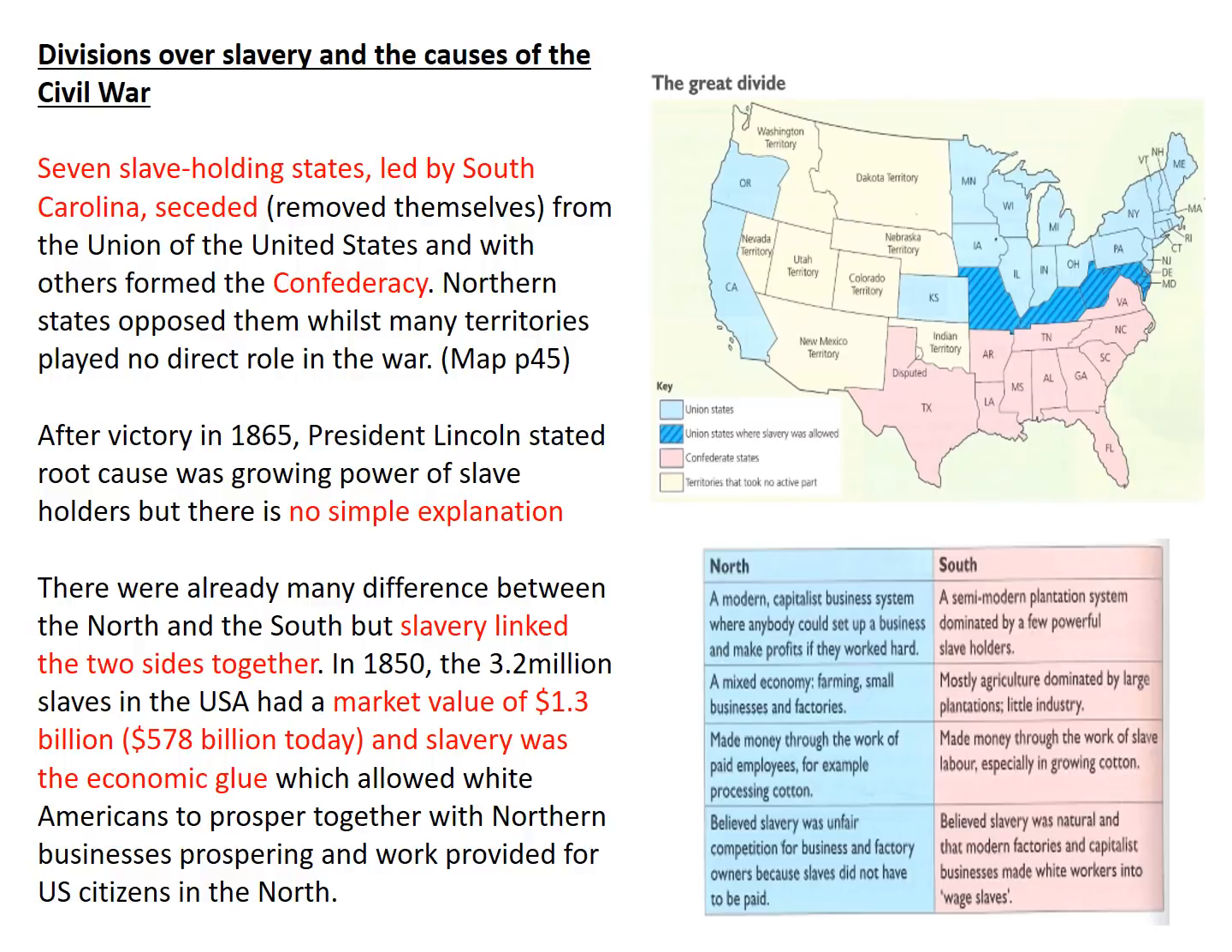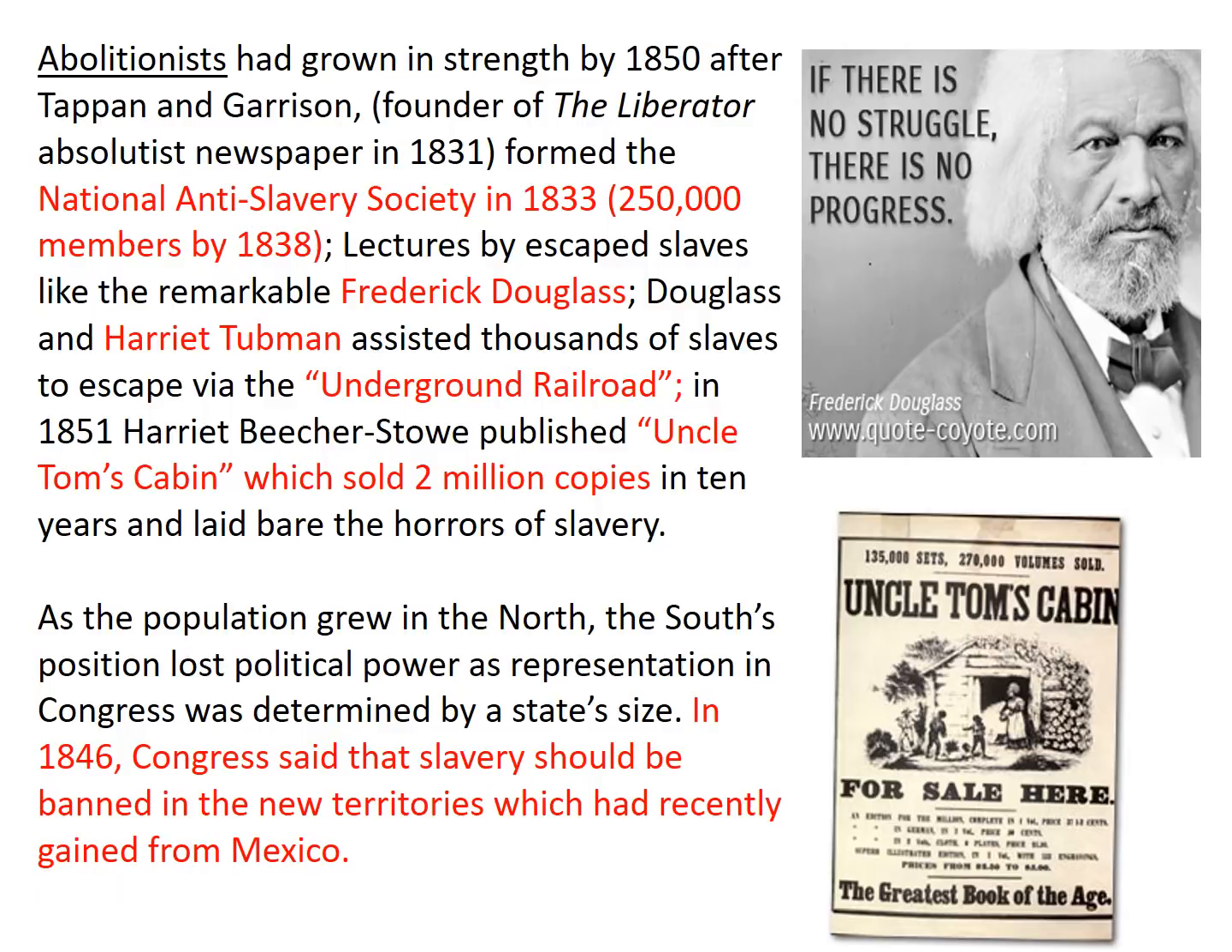At the end of the war, Lincoln states that actually this is all to do with slavery, but that's an oversimplification. We've got to get into our heads that slavery, though based in the South, very much affected the North as well. 3.2 million slaves by 1850, 1.3 billion was their worth, and it really is the economic glue which hangs together the North and the South, with northern businesses prospering and work provided for US citizens in the North on the back of the money made from slavery.